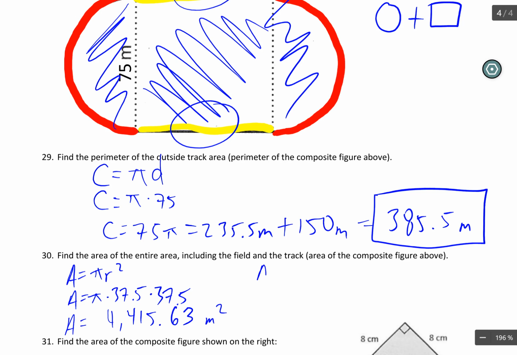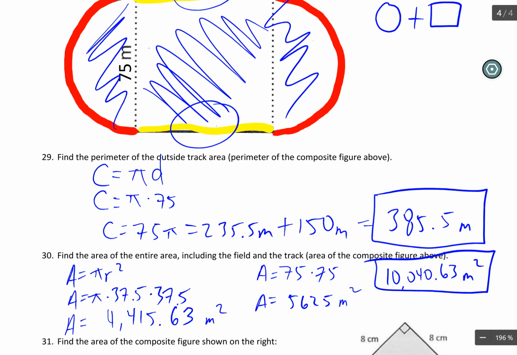And then the area of my square is base times height, or 75 times 75. And so 75 times 75 is 5,625. And I just need to add these two together. And that's going to give me a total composite area of 10,040.63. And of course, my units are meters squared.